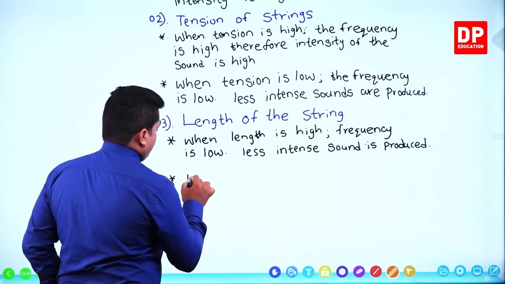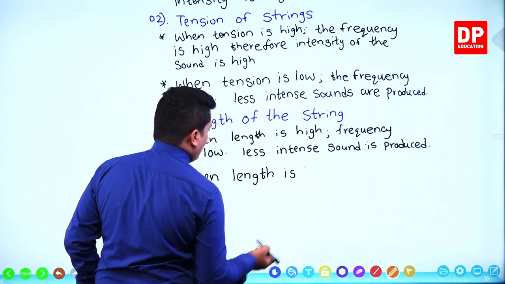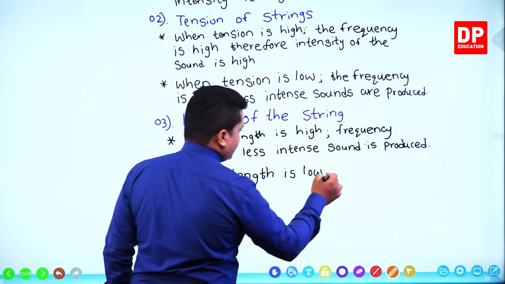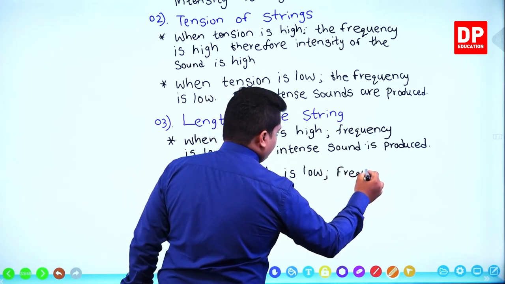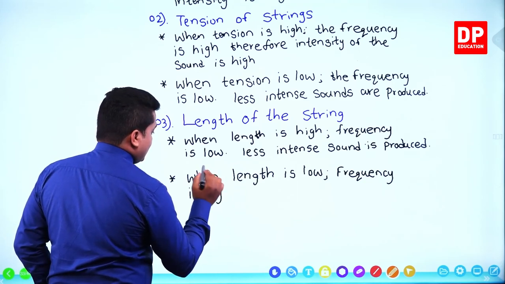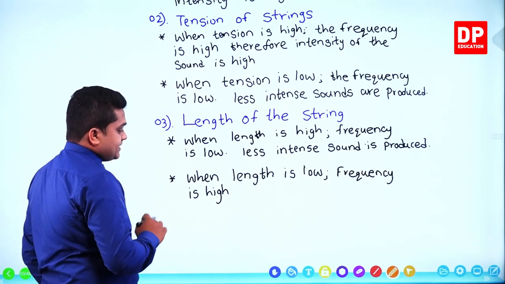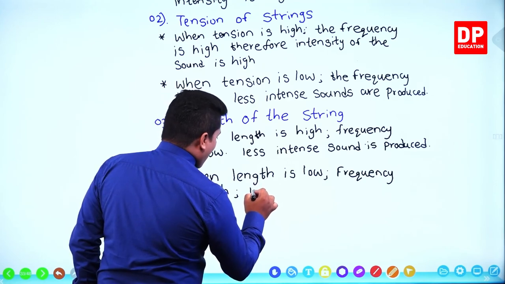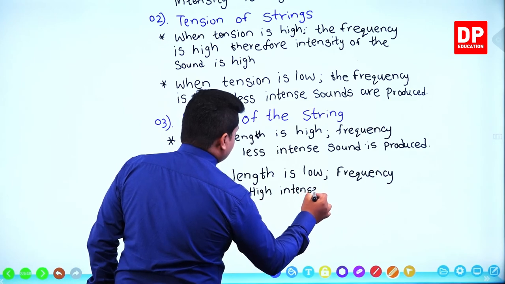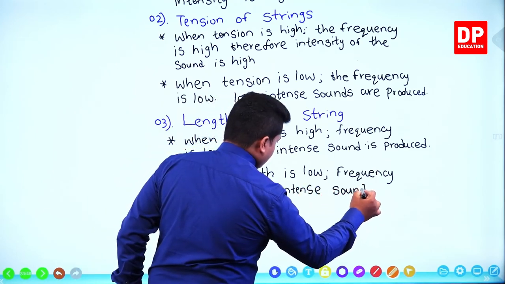Then the second one, when length is low, or when length is decreased, frequency is high. These two factors are oppositely related to each other, right? When length is low, frequency is high. High intense sounds are produced.